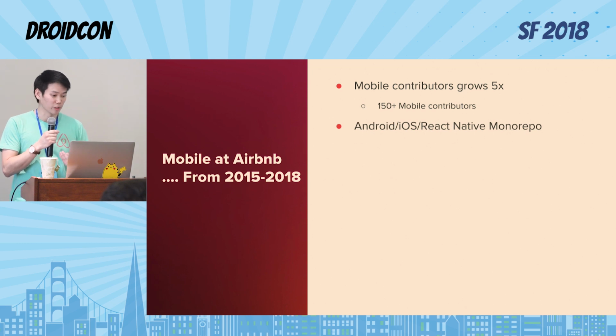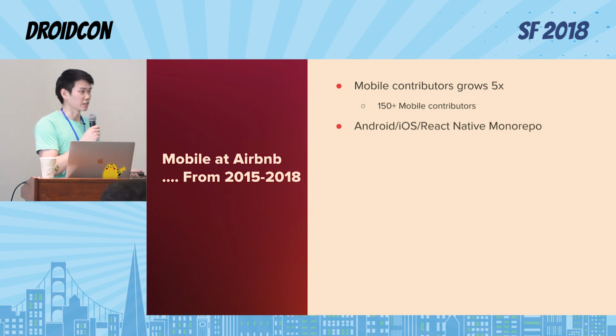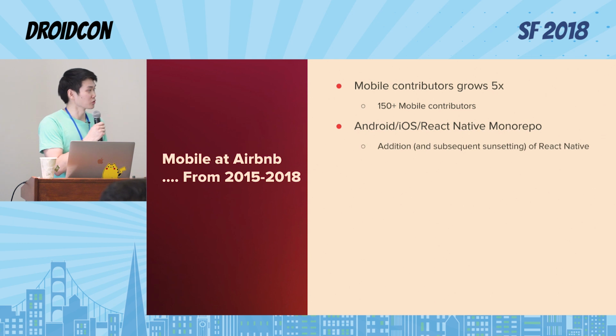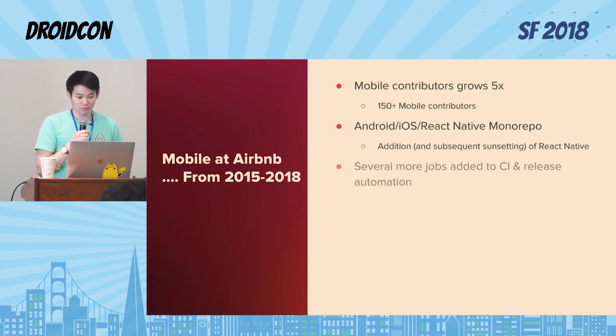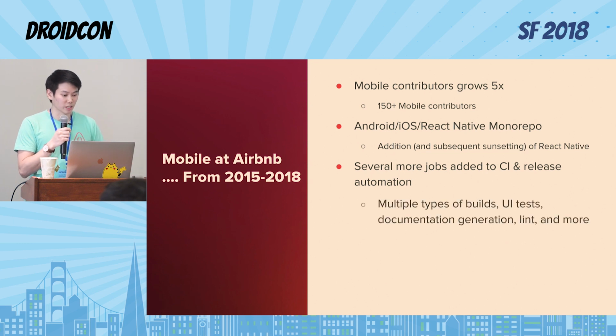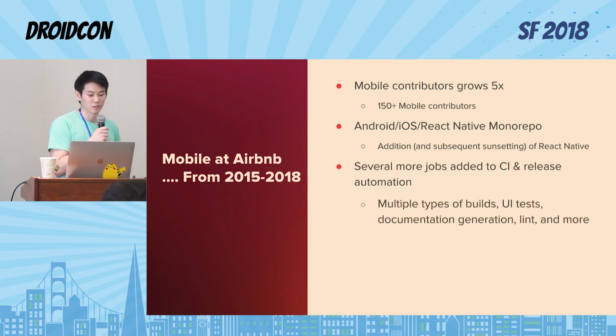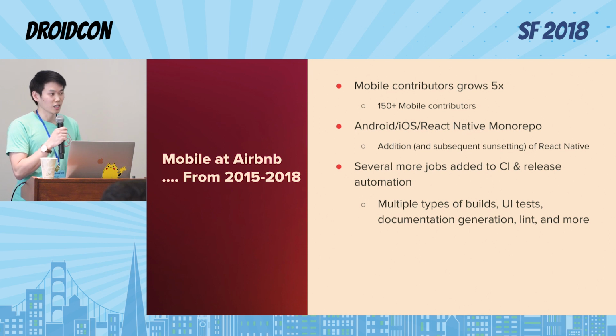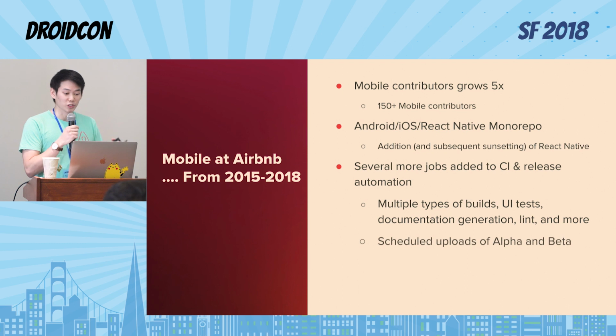We also have a monorepo of our Android, iOS, and React Native code. And as you probably also know, we added and are subsequently sunsetting React Native. And we also added several more jobs to CI and for release automation. We're no longer just building stuff for PRs and master, but we're building multiple types of builds. We have UI tests, we have unit tests. We even generate some documentation now. We have Android lint, etc. We're also not just building the release app, but we're actually scheduling uploads of our alpha and beta just to remove some tasks that the release manager would normally have to do.